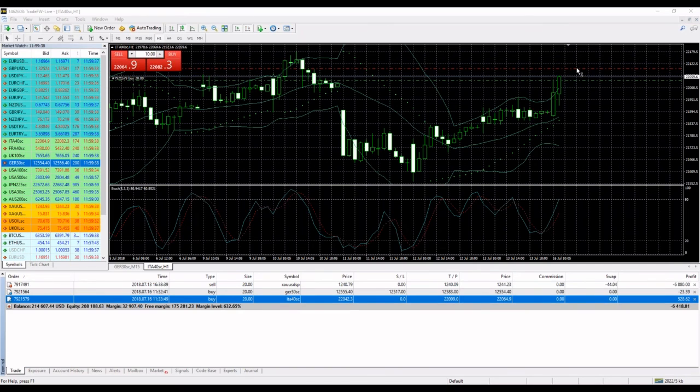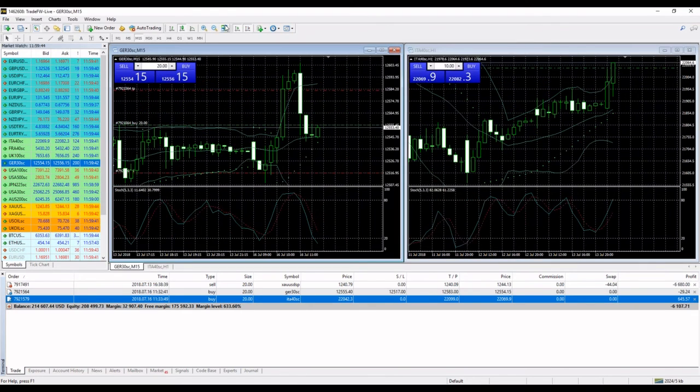Let's see also DAX, not to lose DAX out of our focus. We have another 10 seconds to go for the release. Let me open the economic calendar to see what the release will be.